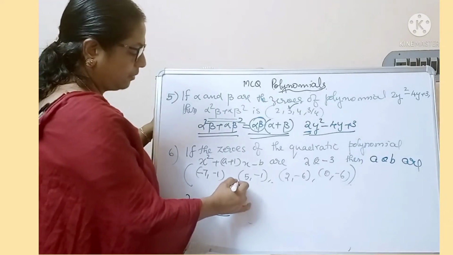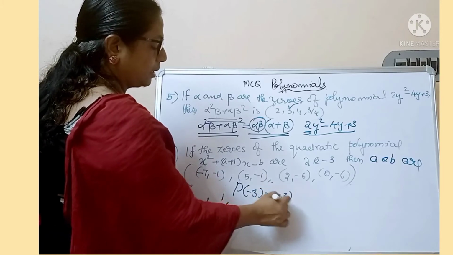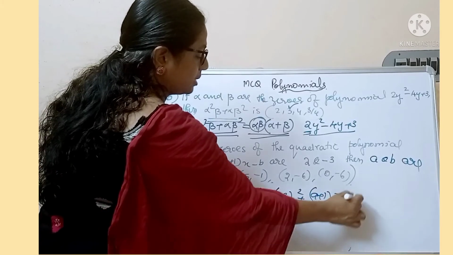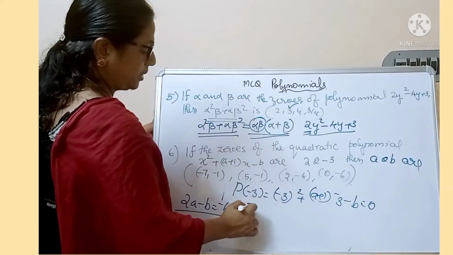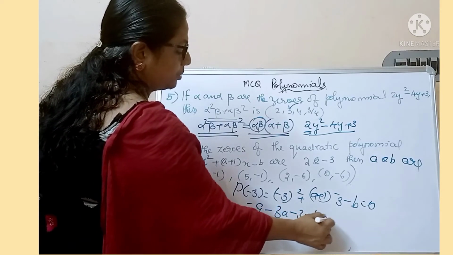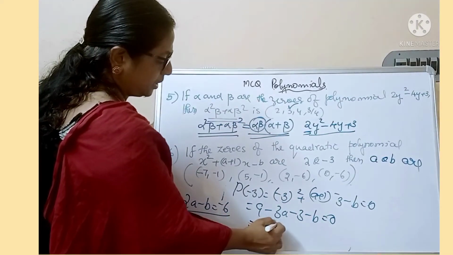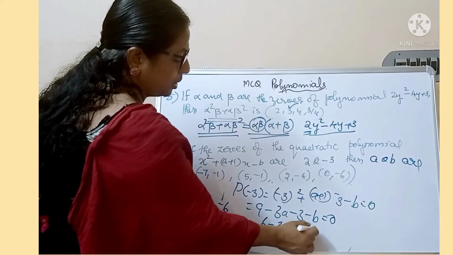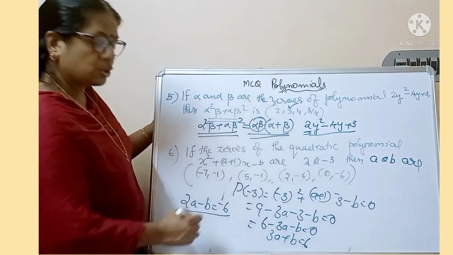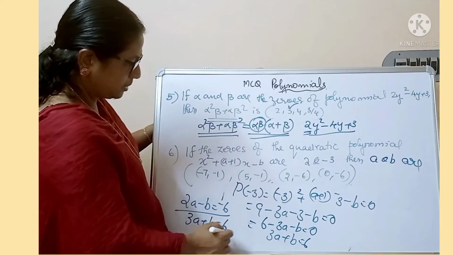The same way, we want to find p of negative 3. That is negative 3 whole square plus a plus 1 into negative 3 minus b equal to 0. That is 9 minus 3a minus 3 minus b equal to 0. So 9 minus 3, 6. 6 minus 3a minus b equal to 0. That is 3a plus b equal to 6. So the second equation is 3a plus b equal to 6.